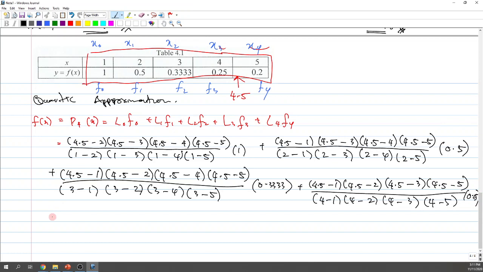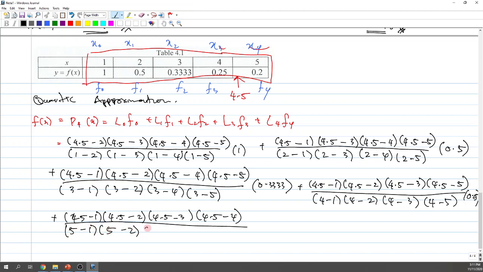And then the last component, which is the fifth component: 4.5 minus 1, 4.5 minus 2, 4.5 minus 3, 4.5 minus 4, divided by 5 minus 1, 5 minus 2, 5 minus 3, 5 minus 4, times the fx4, this is 0.2.